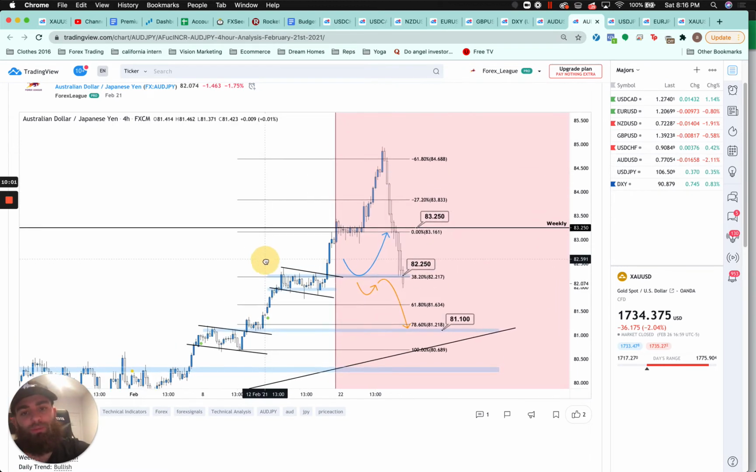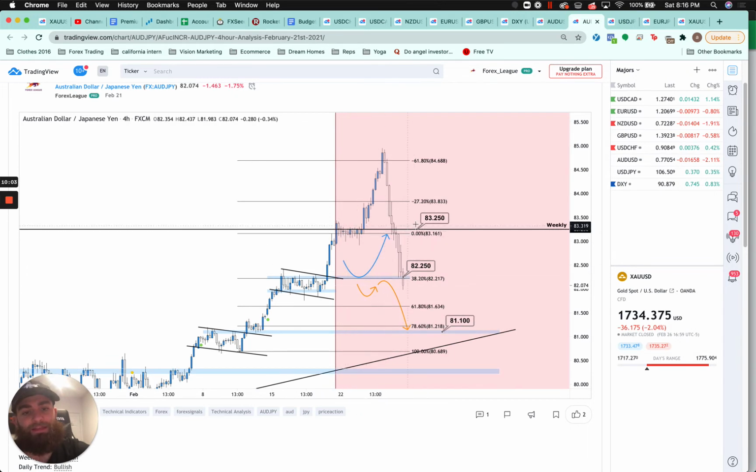So there was no pullback. This thing consolidated at the 83,250 level and then ended up just pushing higher, 170 pips higher on this one. Major push to the upside on that one. And then now we're dipping back down into this 82,250 area. So look out for this week's analysis on this one.